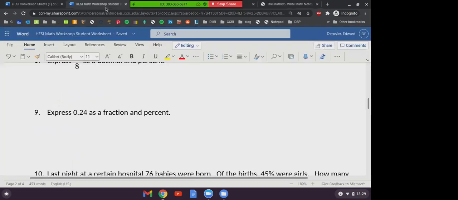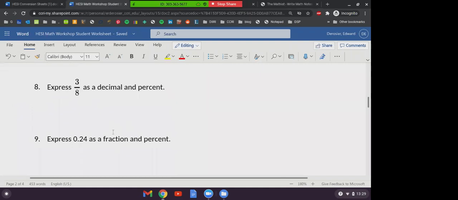Being able to convert between fractions, decimals, and percents is an essential skill for nursing. Again, you don't have to be a master of it, but you have to have some basic familiarity with it. You're going to use it again in pharmacology.